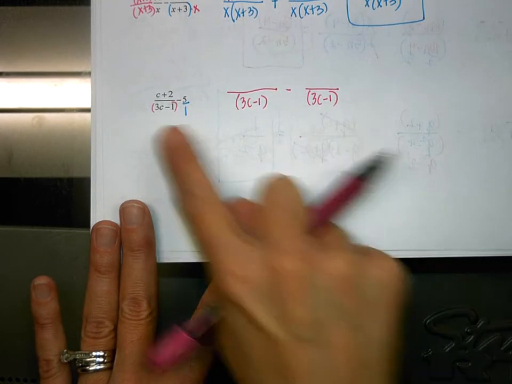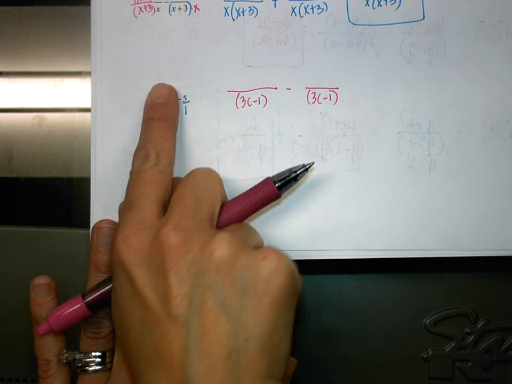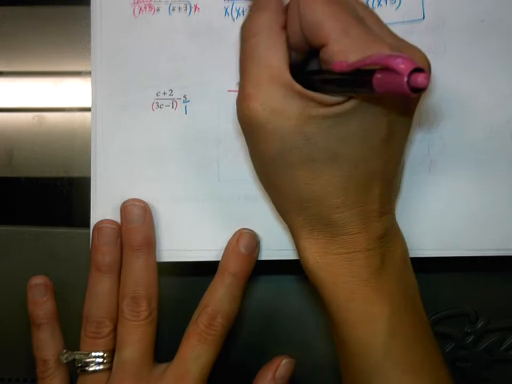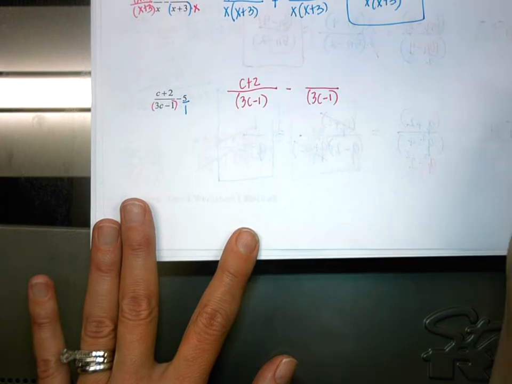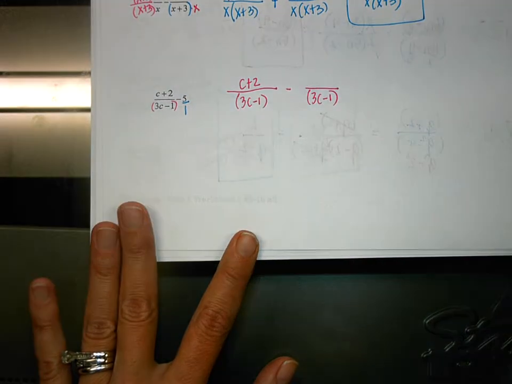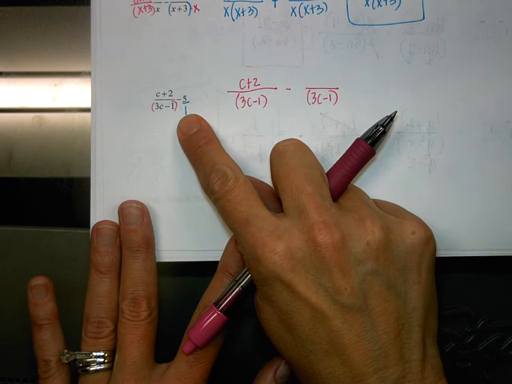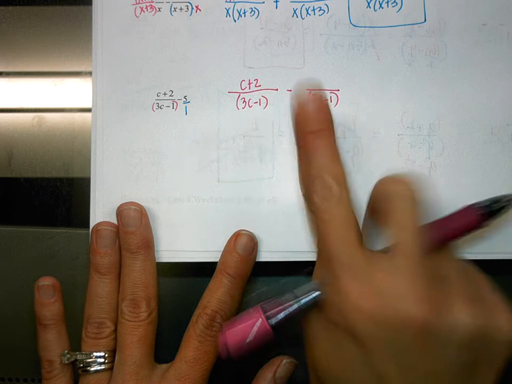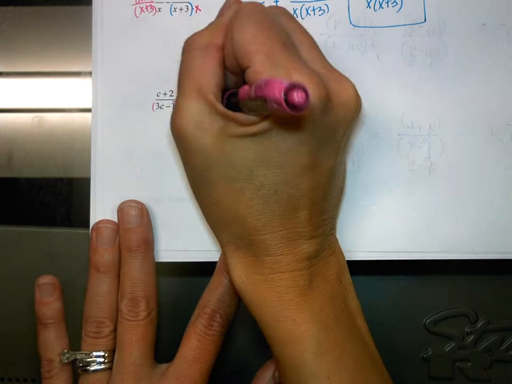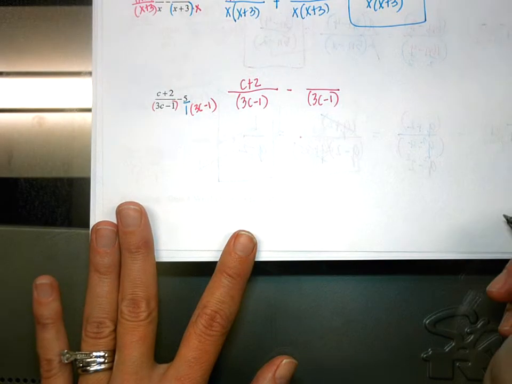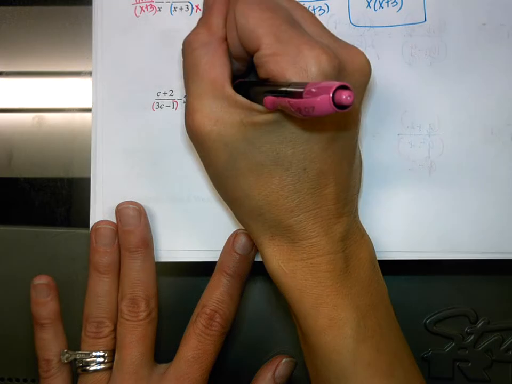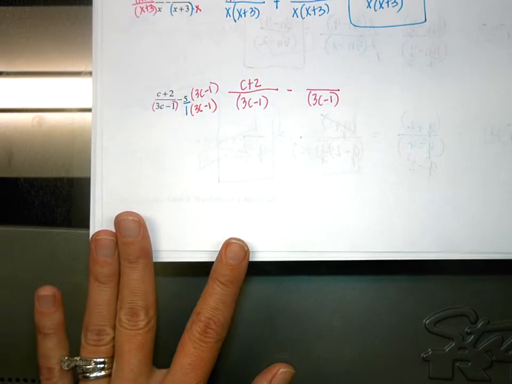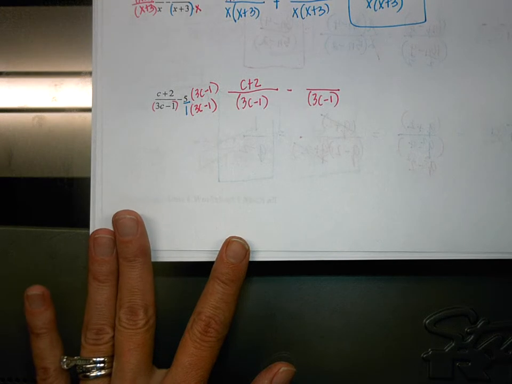Did I do anything to change this one? Do I need... It's already 3c minus 1, correct? Yeah. So we just rewrite c plus 2. This right now is a 1. So what would I need to multiply it by in order to make it 3c minus 1? 3c minus 1. Okay? And whatever we do at the bottom, we also do to the top. Okay? And what should I do now?